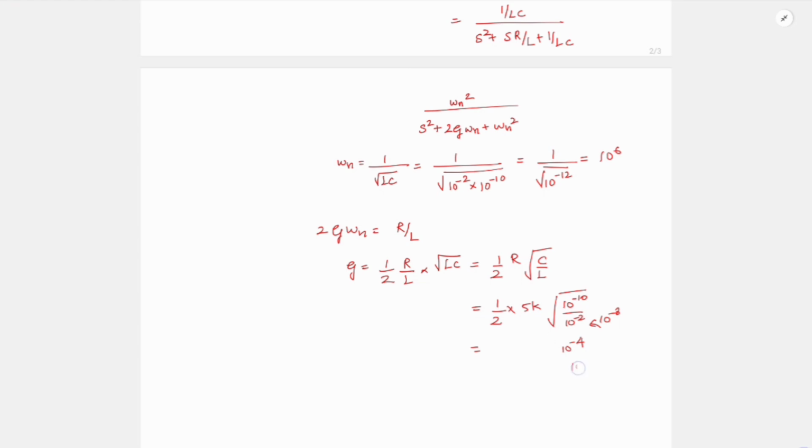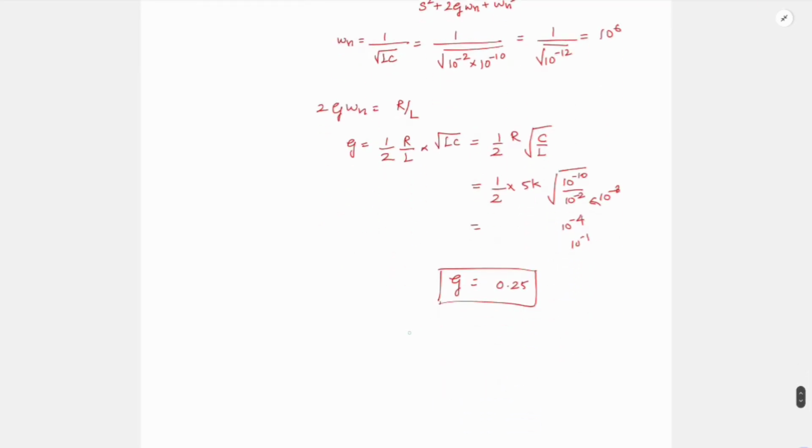So this into k will be 10 power minus 1, and 5 by 2 is 2.5. So this will be 0.25. My zeta is 0.25. And if you remember, for a second order system, if your zeta is less than 1, then the system is underdamped, right? If zeta is equal to 1, it is critically damped, and greater than 1, it is overdamped.